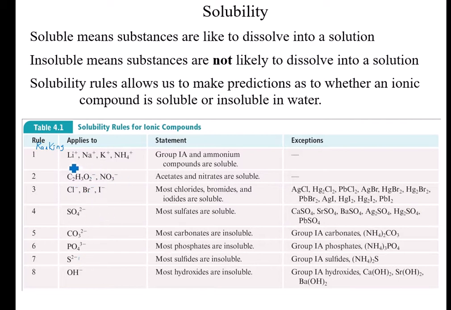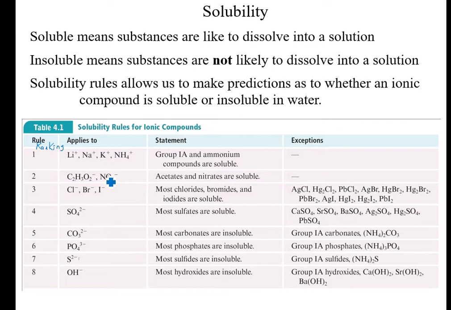So when I'm going to do these problems, I'm going to look and see what the first element or ion is, and determine if it's group 1 or ammonium. If so, I don't have to look any further, it is soluble. Rule number 2 is the first time that we have negative charges. This is acetate and that's nitrate, and both of them are soluble with no exceptions.